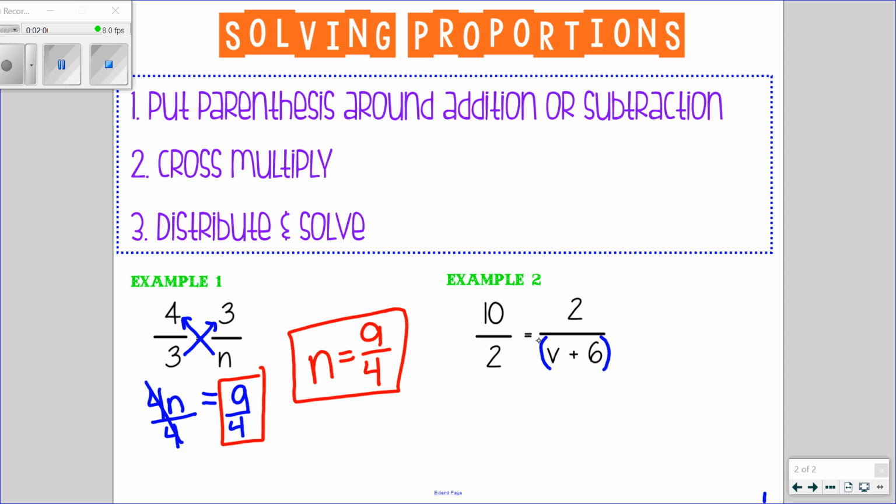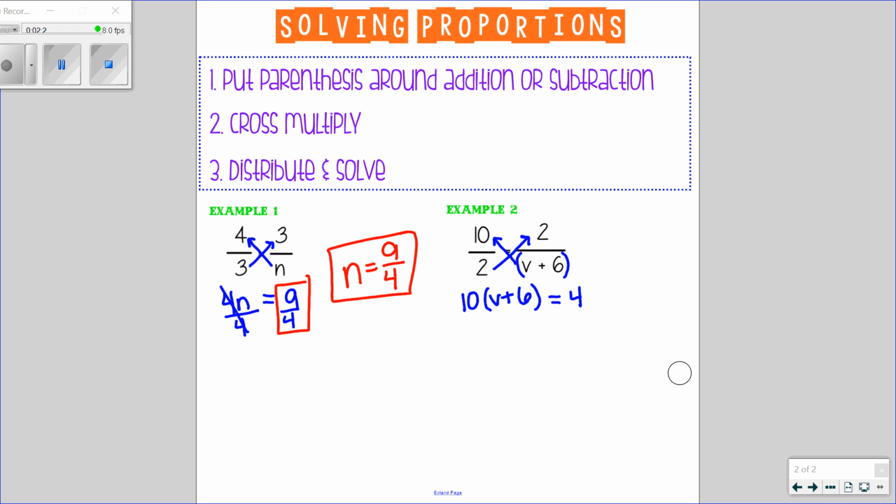Step 2, we're going to cross multiply. We're going to multiply the bottom times the top. So we have 10 times (v plus 6). And it's equal to the other bottom times top. So 2 times 2. So we get 4. Now it becomes just like those equations we did yesterday. So we're going to go ahead and distribute first. So we get 10v plus 60 is equal to 4.